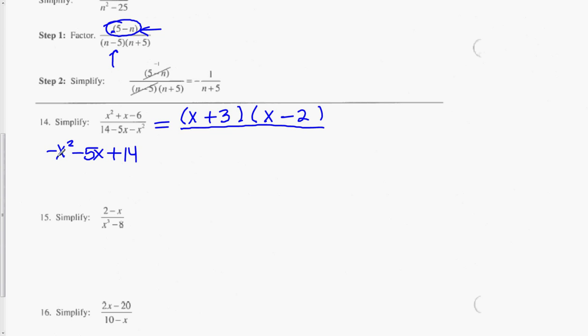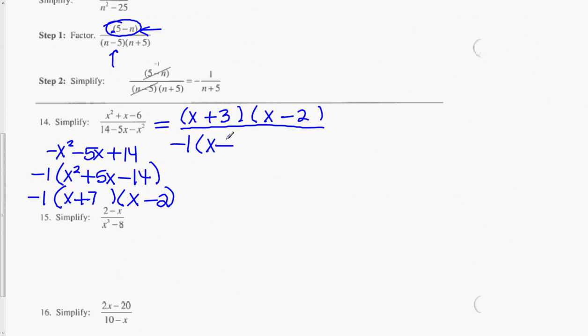And I don't like factoring with the negative in front of my x squared, so I'm going to take out a negative 1 and have x squared plus 5x minus 14, and then I'm going to factor that. So factors of 14 that add up to a positive 5 would be plus 7 minus 2, and then I have that negative 1 in front. So x plus 7, x minus 2 with the negative 1 in front. And you can see those x minus 2's would cancel. But the answer is going to have that negative 1 in the front of it.